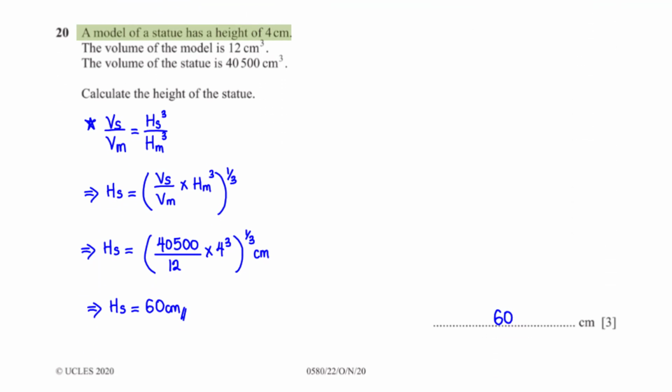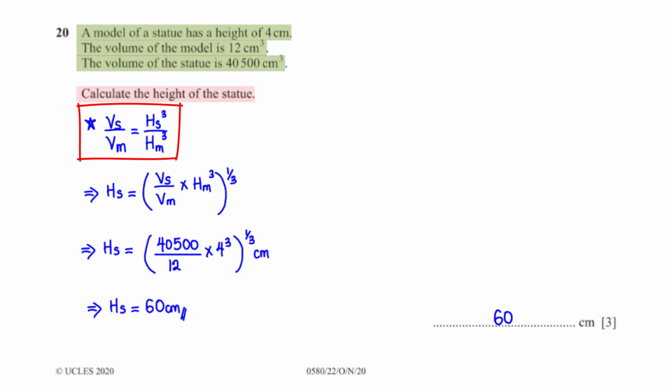A model of a statue has a height of 4 centimeters. The volume of the model is 12 centimeters cubed. The volume of the statue is 40,500 centimeters cubed. Calculate the height of the statue. Since we are dealing with a model and its actual shape, we know we need to apply our knowledge of similar shapes. To get the height of the statue, we can set up our equation like this.